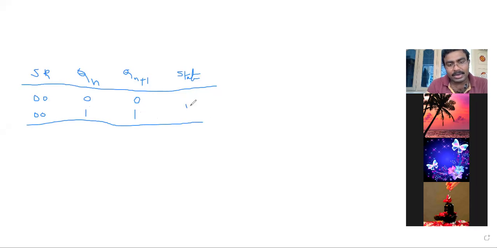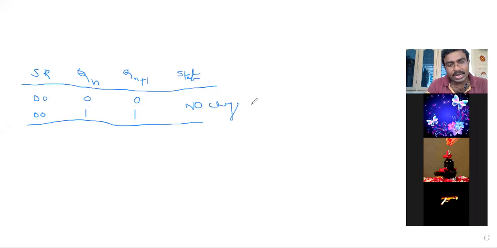So the present state itself comes as the next state, so what do we call this, guys? What state do we call it? No change state. Yes, we call it as no change. Okay, no change state, guys. Now let me go for the next one, guys.